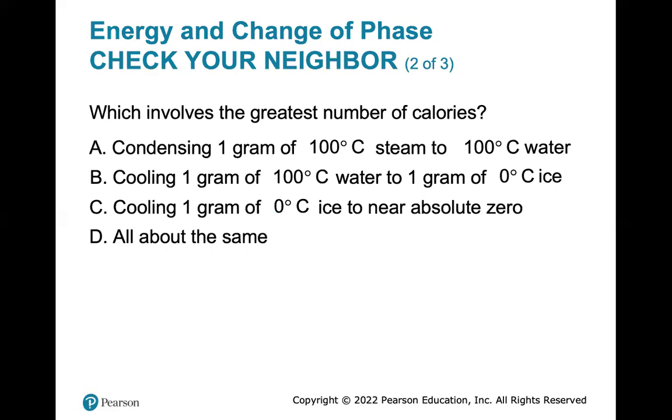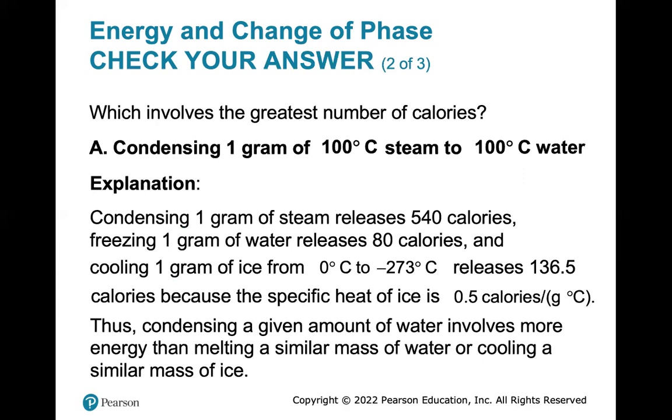Okay, which involves the greatest number of calories. Condensing 1 gram of 100 degree steam to 100 degrees water, cooling 1 gram of 100 degrees C water to 1 gram of 0 degrees ice, or cooling 1 gram of 0 degrees C ice to near absolute zero. Remember, that's a change of minus 273 Celsius. Well, it's actually A, condensing 1 gram of 100 degrees Celsius steam to 100 degrees water.